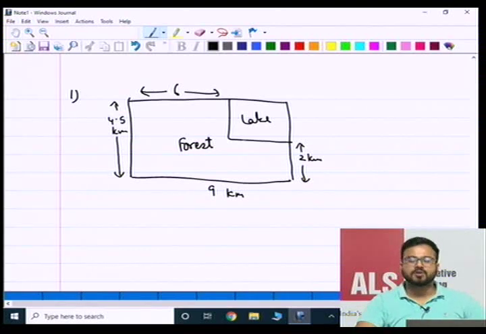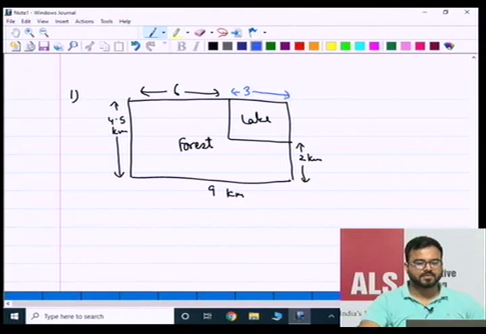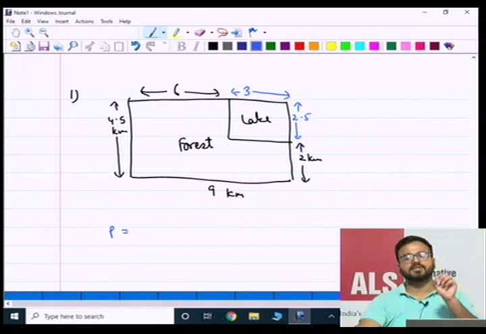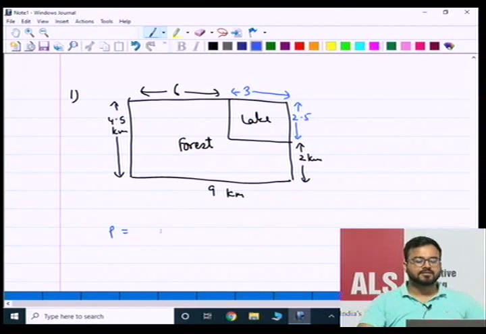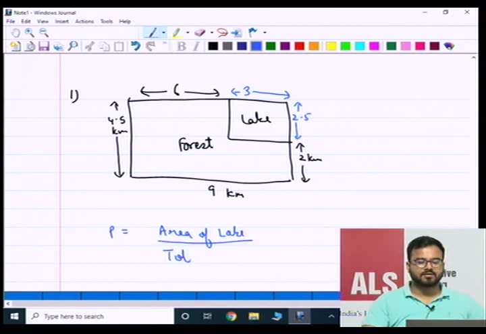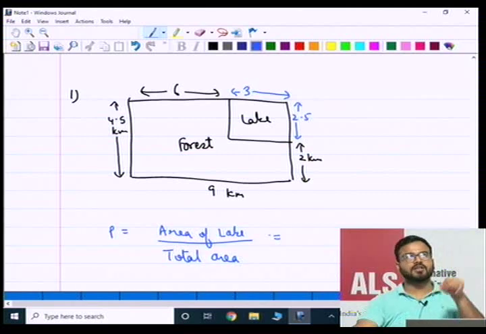So again it is a small type of rectangle. This entire length is 6, this is 9, so it means this is 3. And this is complete 4.5, and this is 2, so this will be 2.5. So the probability that the helicopter has crashed inside the lake region is area of lake divided by total area. So favorable region is the area of lake.